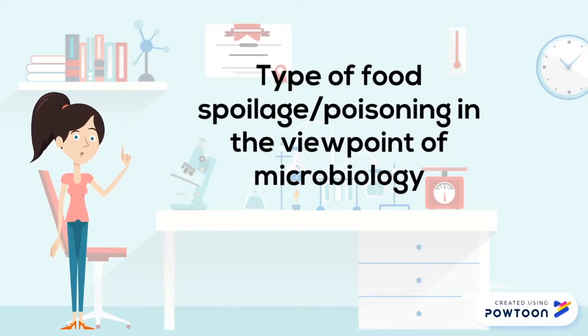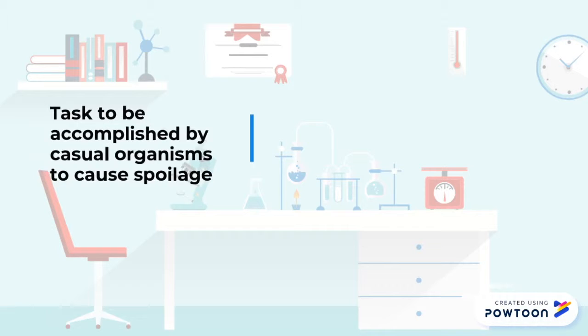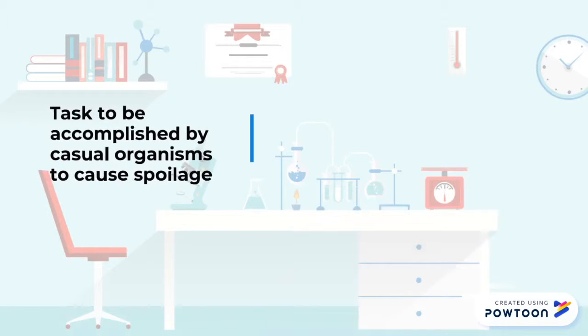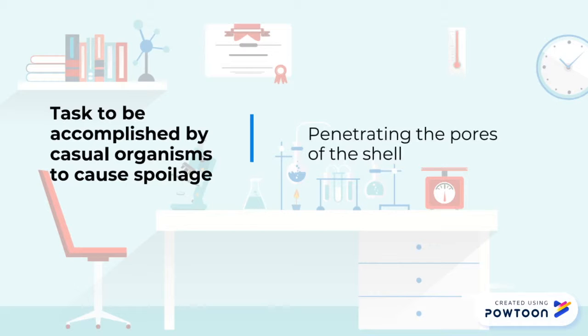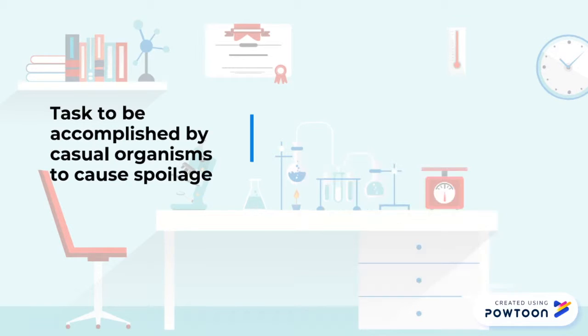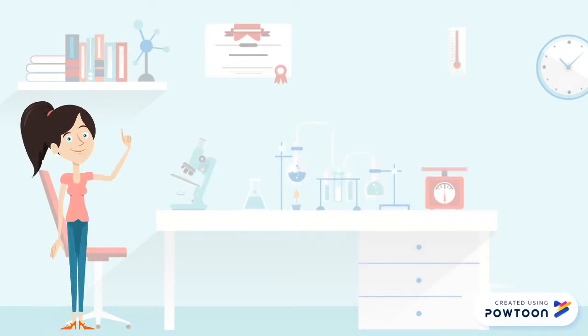Now, let's look at the type of food spoilage and poisoning from the viewpoint of microbiologists, the microorganisms involved, and the changes caused by microorganisms. There are a few tasks to be accomplished by causal organisms to cause spoilage. First, to contaminate the shell. Second, to penetrate the pores of the shell to the membrane, and the shell must be moist. Third, the microorganism grows through the shell membrane to reach the white. And lastly, the microorganism grows in the egg white to reach the egg yolk.